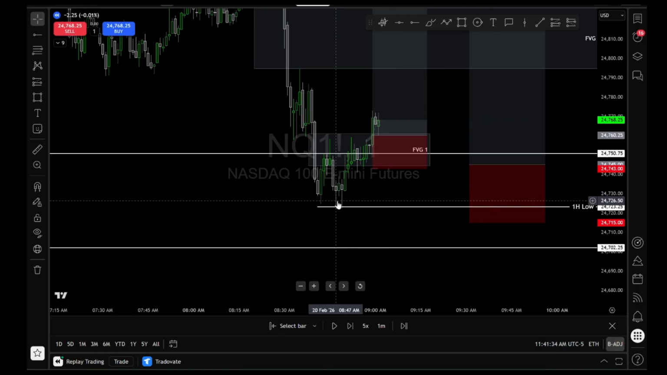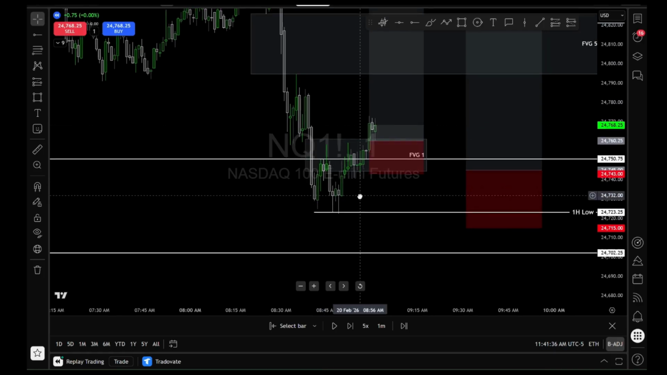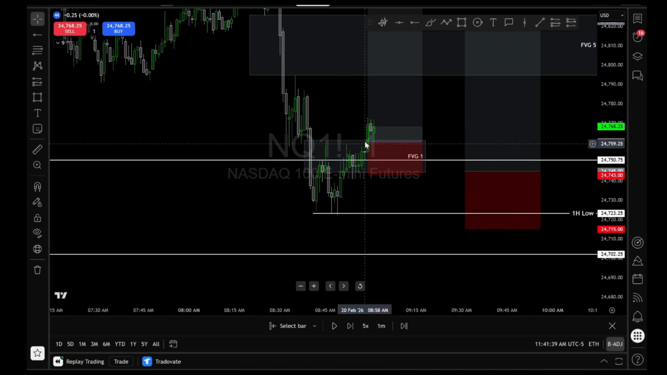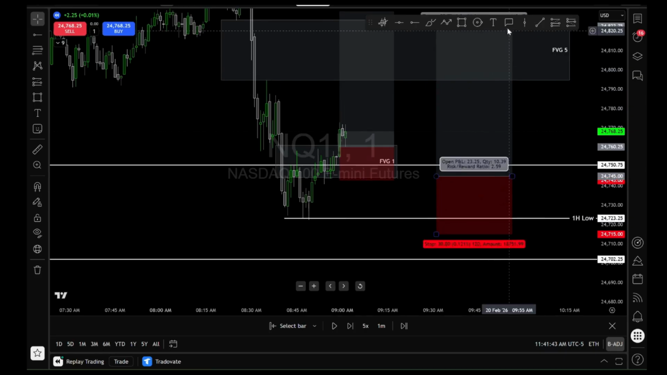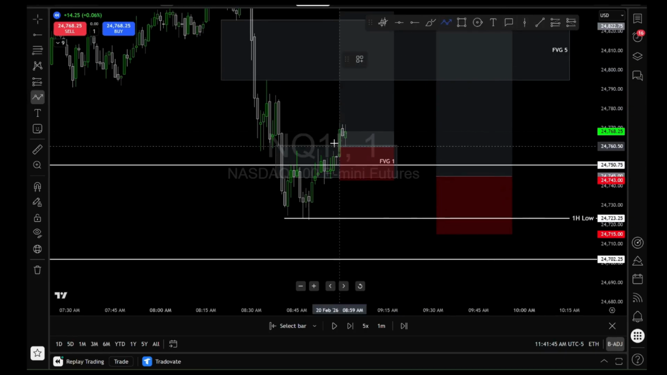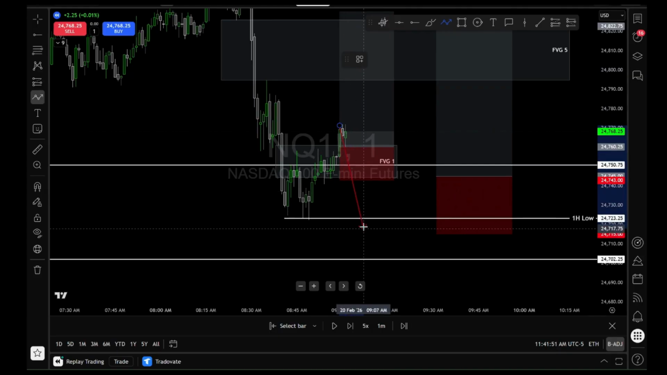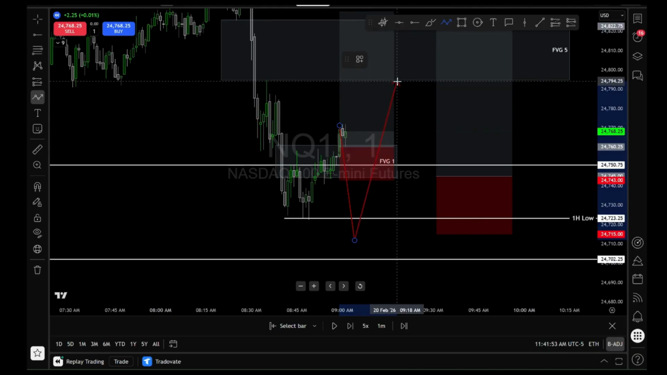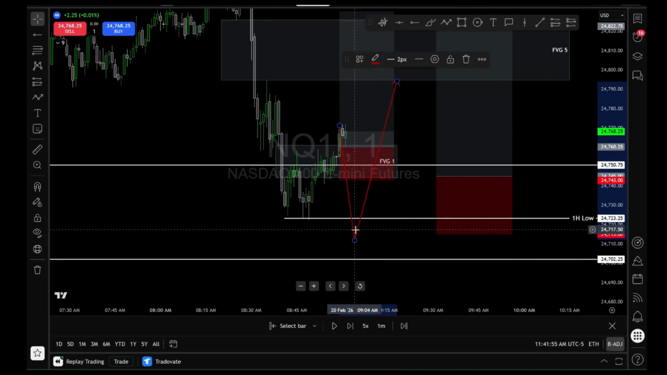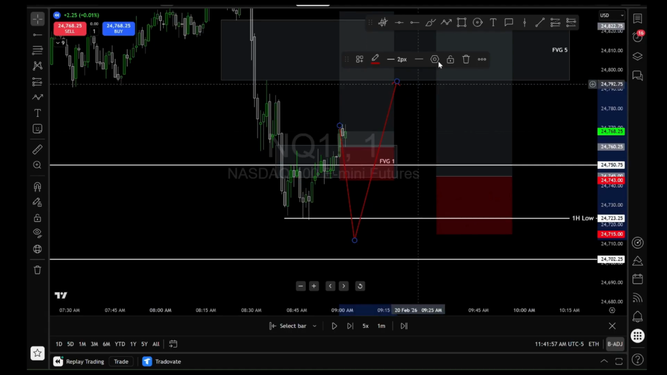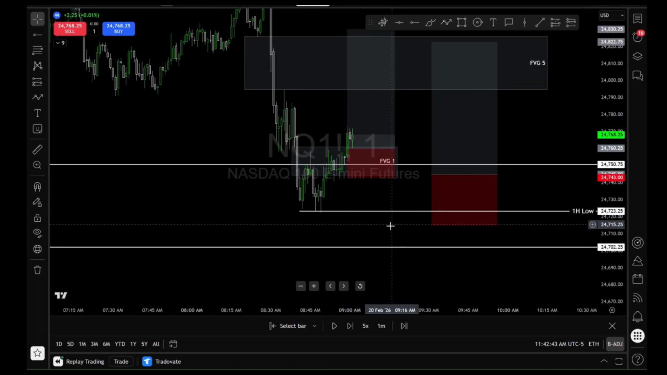So right now, the reason why I didn't take that trade right there is because we had just closed the hourly candle, right? So what I want to wait for is at some point for price to come down, sweep this hourly low, and then start making the move up, right? That would be more of your optimal entry. Okay, so now we're just waiting. Let's see what happens.